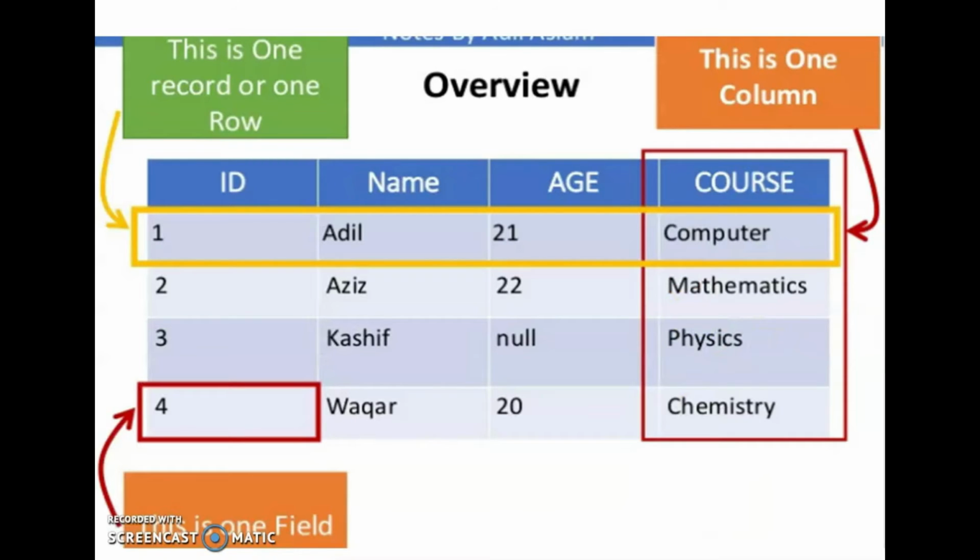Then just take an overview of this. What is a record? What's a row? What's a column? What's a field? This one is a table, student table. ID, name, age, course. These all are fields or columns. Vertical alignment. This is one column, red in color. Then this is one record or one row. That is horizontal alignment, yellow in color. Then this is one field or one cell or one data, single cell. Clear?